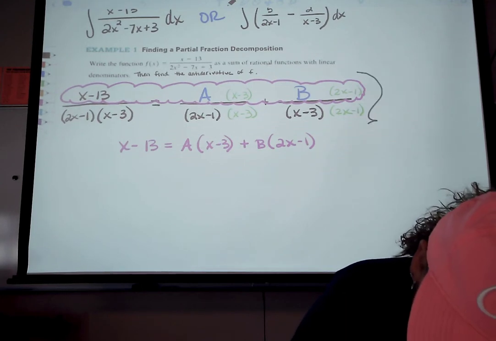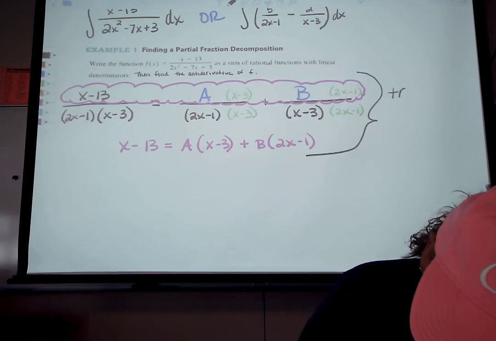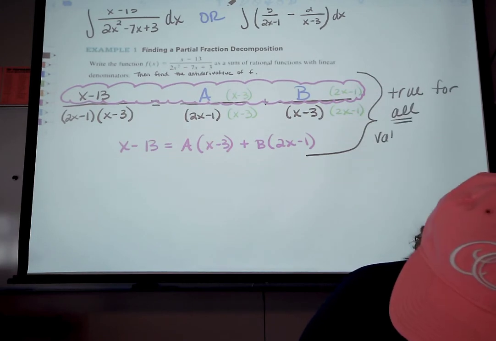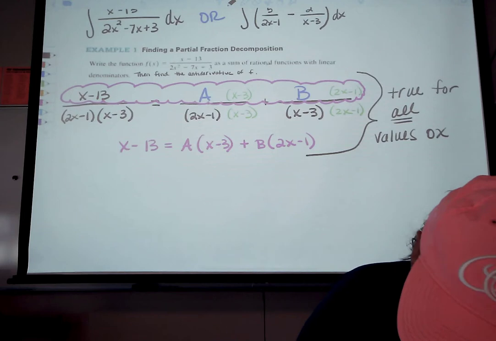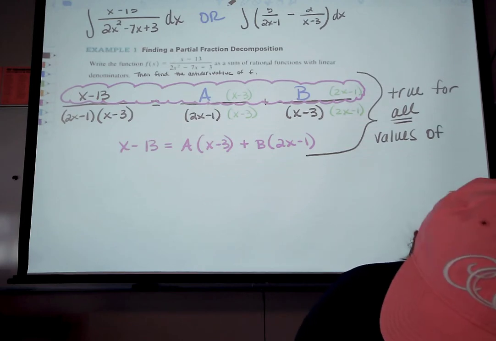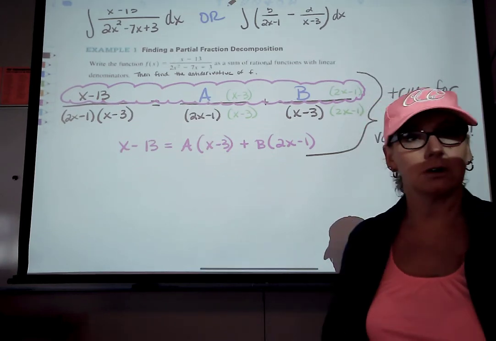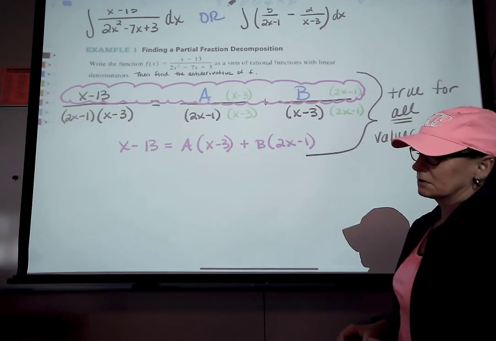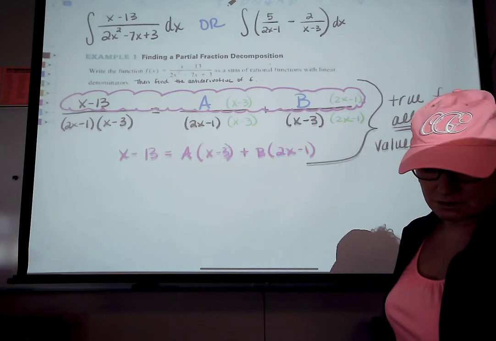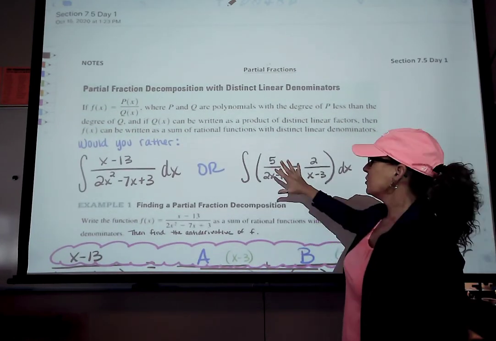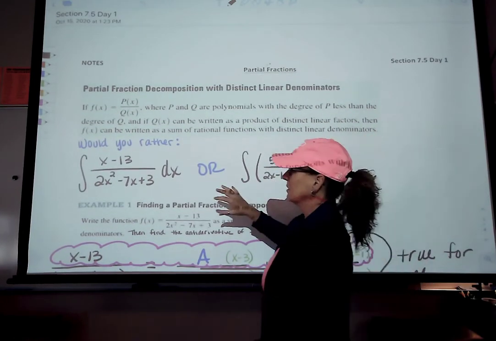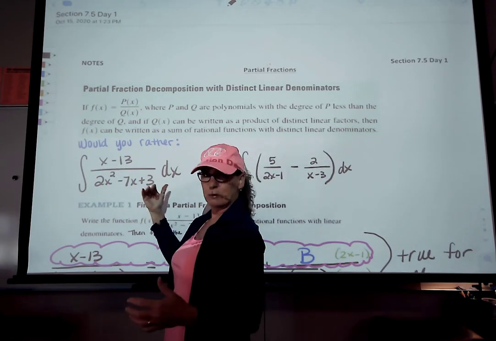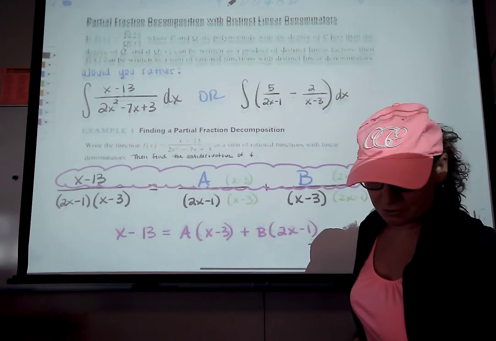This whole thing right here is true for all values of x. It's true for all values of x, because whatever you plug into here and whatever you plug into here, these are the same, which you'll see in a minute that they are. They would be equal. It's true for all values of x.